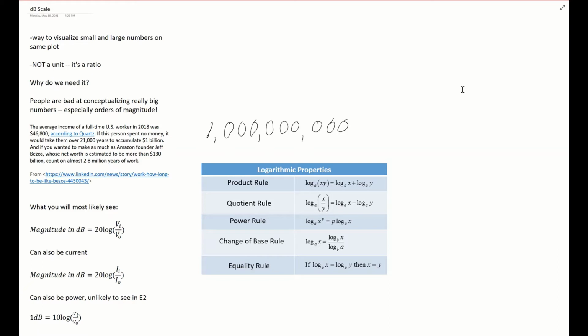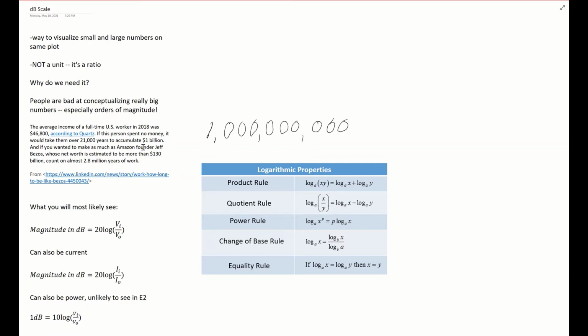So a pretty popular example of this that you probably have seen at this point is when people talk about the amount of money that Jeff Bezos or Elon Musk has, for example, where we're talking about billions of dollars, and how if you were working the average American worker and got the average American worker's salary, which at the time of the article's publishing was a little higher than 45K, it would take you about 2.8 million years to accumulate the wealth that Jeff Bezos had at the time that that article was written.